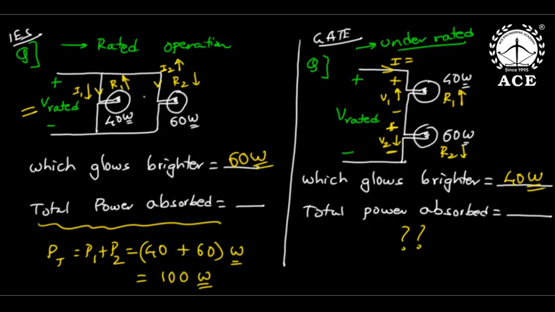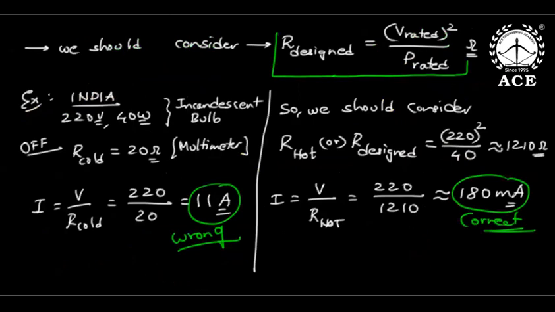Now how do we find total power absorbed? You cannot simply add. Before that, I am teaching a concept called design resistance. When the bulb is off, with a multimeter I got 20 ohms, and with that I calculated a current which has no significance because it is a wrong answer. So should we consider working resistance or design resistance? With the design resistance I got the correct answer. Now let us apply the working resistance concept.